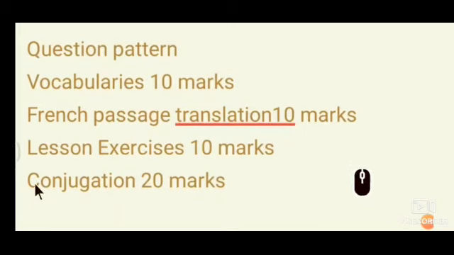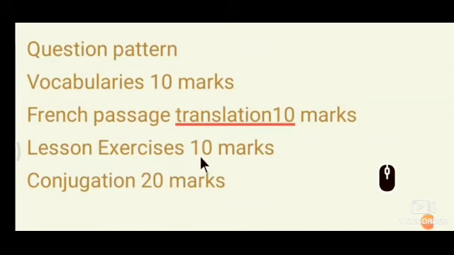So, lesson-based exercise, 10 marks. I have taken just two exercises, one exercise from lesson 1 and one exercise from lesson 2. Very simple exercises, so you can score easily. Whatever exercises are available, you must write and see them.